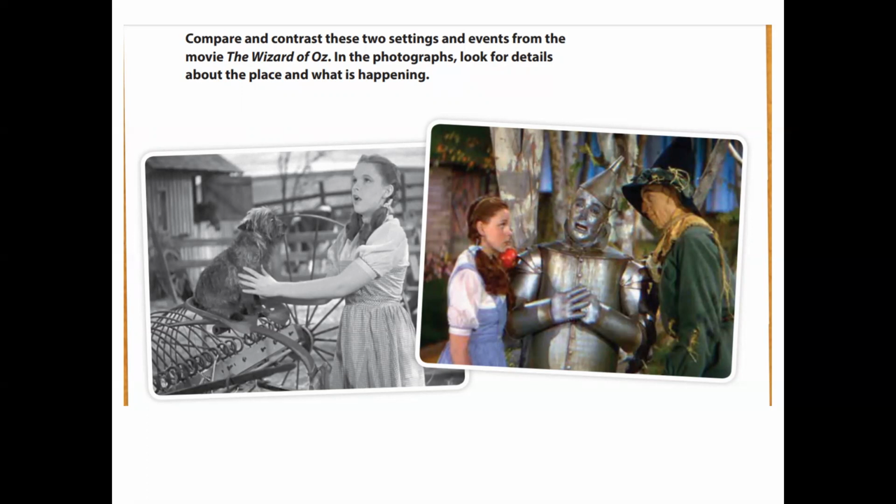Think about what the characters are doing, what they could be saying, what their facial expressions are, what their gestures are. Take a look at these pictures and really just take a minute and analyze them, and think about the setting and what's going on in the picture.